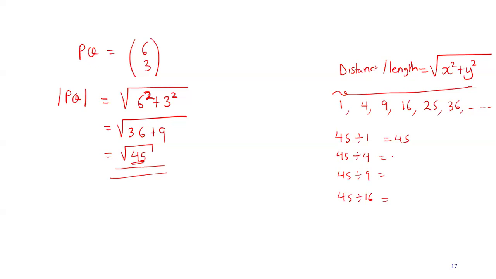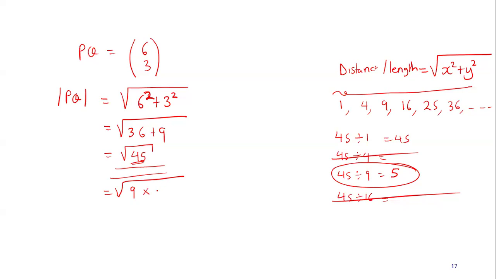So 45 divided by 4 is a point. This one is going to be out. 45 divided by 9, this one gives us 5. This one gives us a point. You remove it. That means that the best combination you are going to deal with is going to be this. So that means that 45 is the same as having 9 times 5. And already 9 times 5, that is 45.